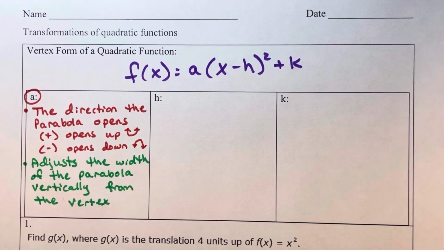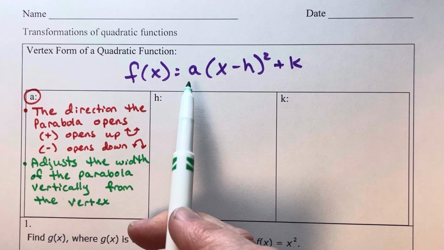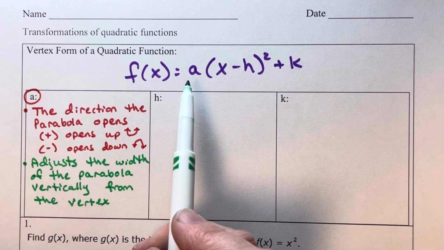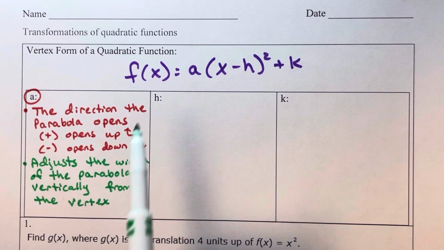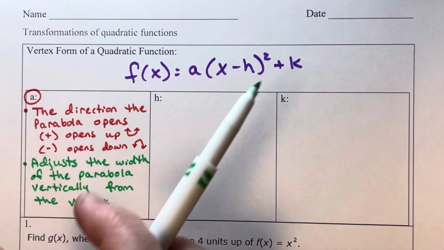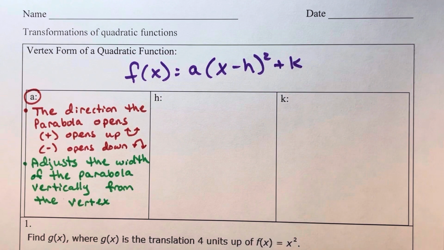A also adjusts the width of your parabola vertically from the vertex. The equivalent of A in the linear equations would be that of the slope, and the slope changed the slant that a line moved. So A is going to adjust the width, which will be how wide or narrow a curve is. It's just a little bit different than a slope, but it's a similar beast.